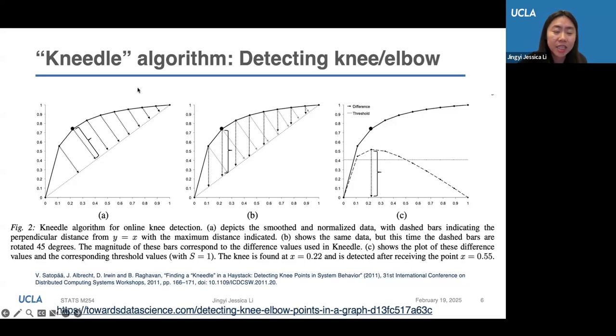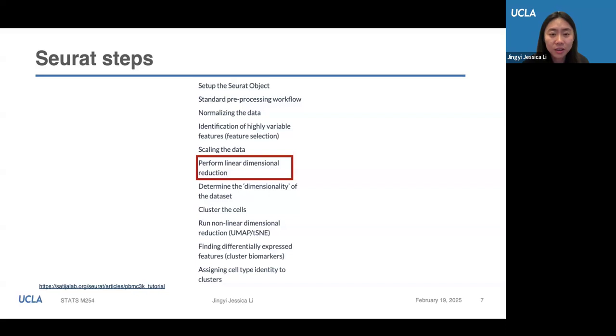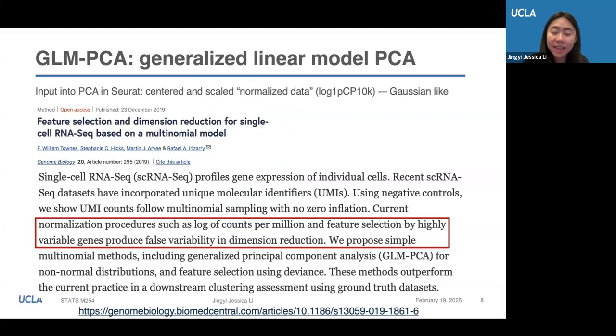Depending on whether it's upward, you call it knee, or downward, you call it elbow. That's just subjective. Any questions about this? No. Okay. Yeah, it's an intuitive algorithm. So you choose K, and that's PCA.